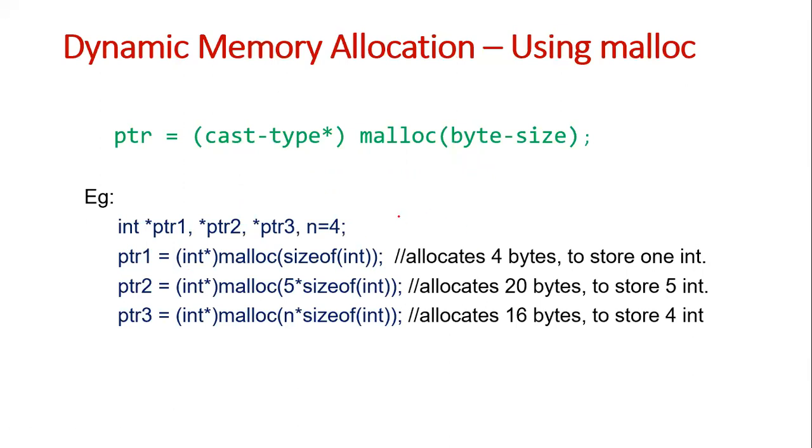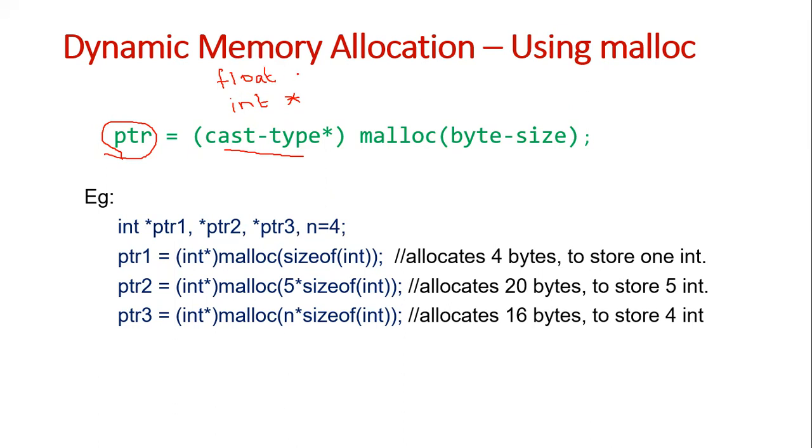Let us first try to understand how malloc works. This is the syntax for malloc. ptr is a pointer, some pointer. It may be an integer pointer or it may be a character pointer. Then equal to, cast type. Here some data type should be specified. If you want to allocate memory for holding integer values, then here you have to give int star. If you want to allocate memory for storing floating point values, then here you have to give float star.